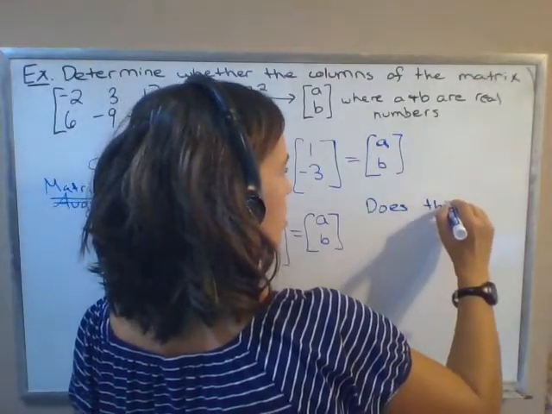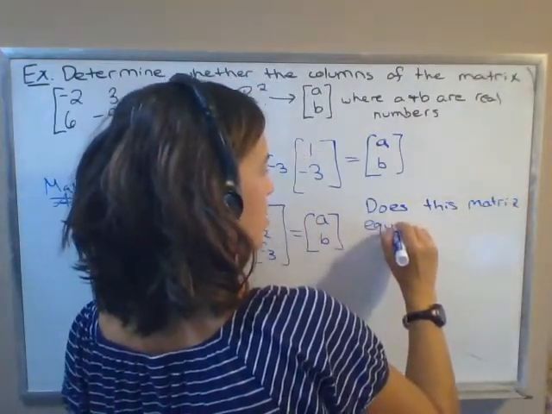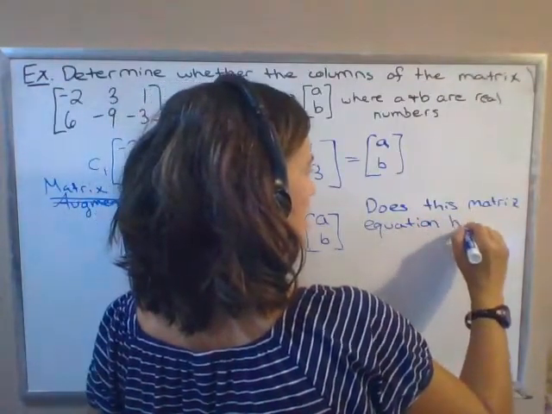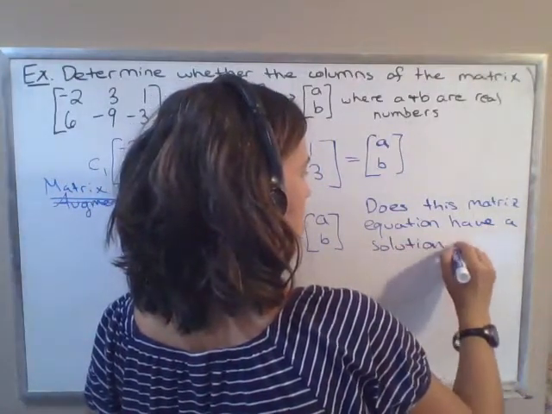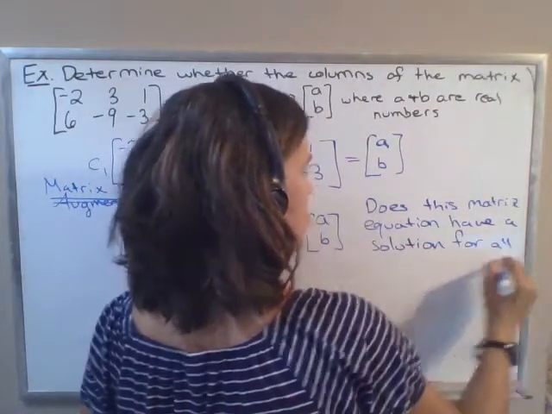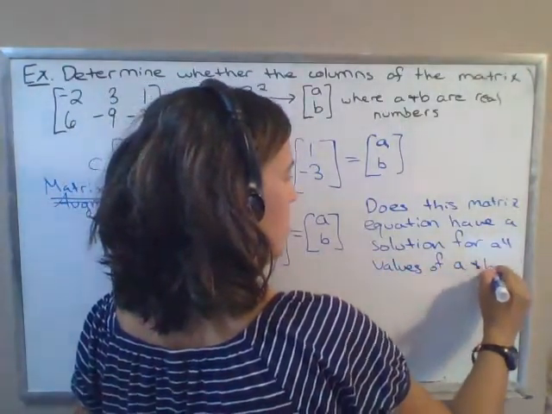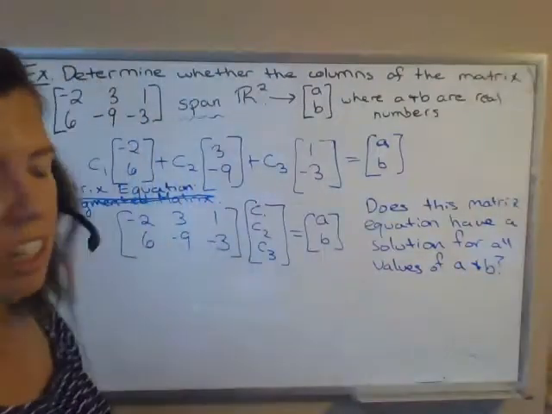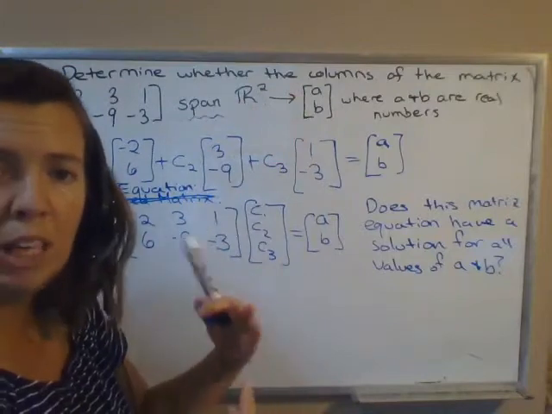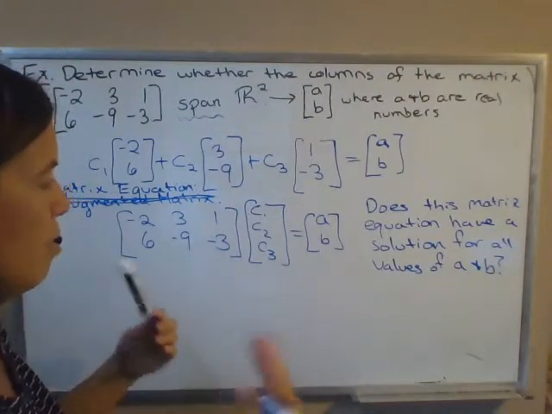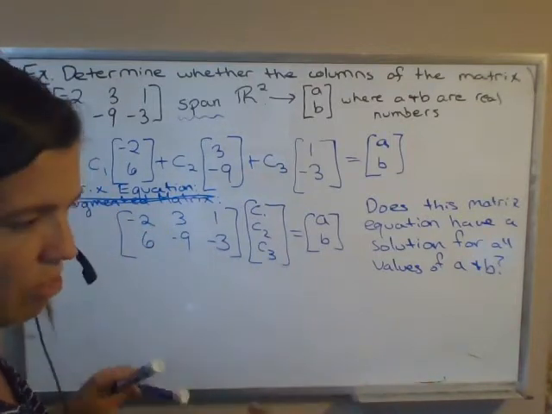So does this matrix equation have a solution for all values of A and B? The actual mathematics of answering this question is going to be no big deal, but it's understanding the layers upon layers of vocabulary that we've built in here and understanding why the mathematics says what we're going to claim.